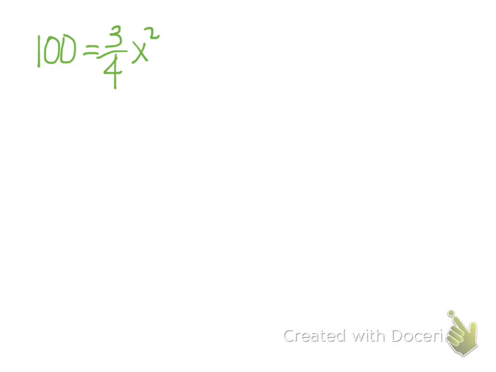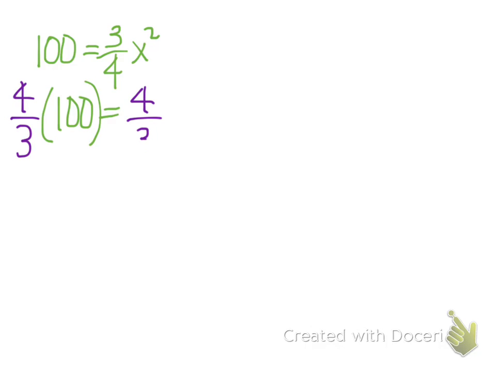Okay, so what we have is this. We have 100 is equal to 3/4 x squared. So what I want to do now is I want to know what just x squared by itself is. So I'm going to multiply both sides of this equation by 4/3. And you'll see why in a minute. Hopefully you see why already. Multiply by 4/3, so times 3/4 x squared. So I multiplied both sides of that equation by 4/3.